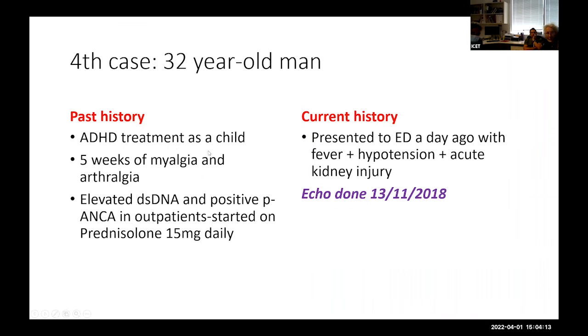ADHD treatment. A 32-year-old man, treated for ADHD as a child, with 5 weeks of myalgia and arthritis, elevated dsDNA and positive P-ANCA in outpatients, started on prednisone 15 milligrams daily. He presented to ED a day ago with fever, hypotension plus acute kidney injury. And an echo was done on 13/11.